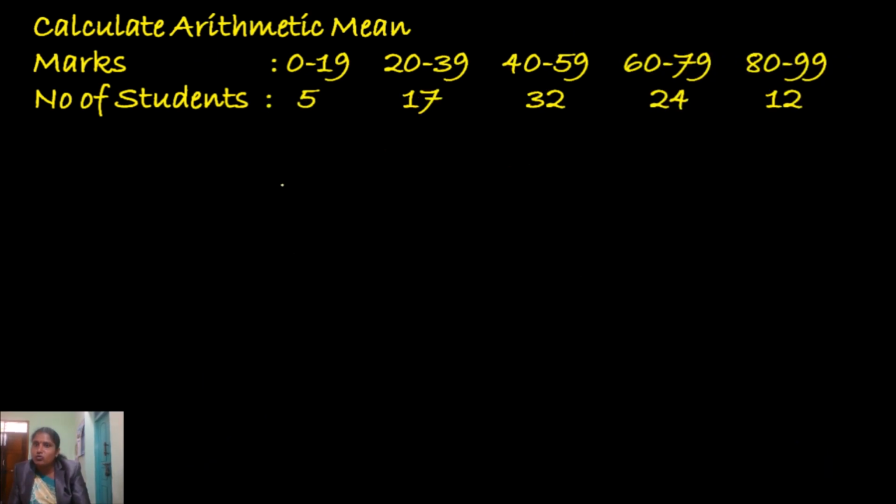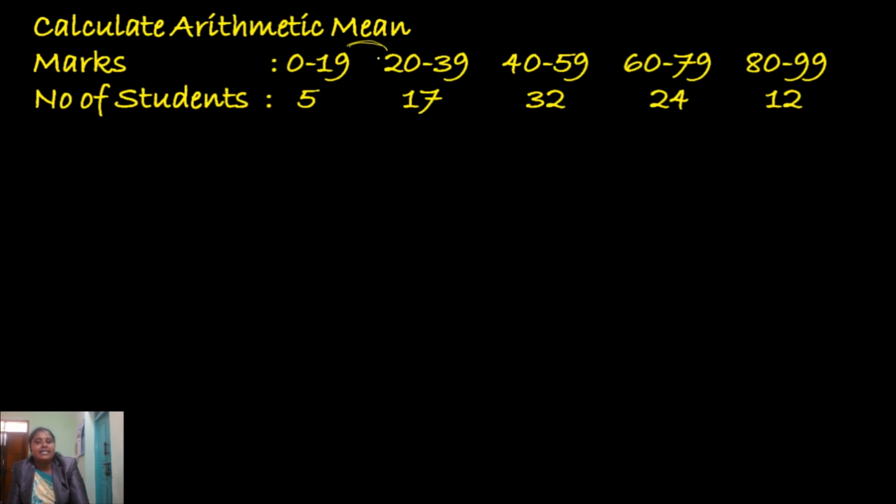Let's now discuss one more problem under this category. Calculate the arithmetic mean. Here the marks and number of students are given. Marks are 0 to 19, 20 to 39. Look here, unlike the previous type, the class intervals are not continuous. That is, the upper limit of the first class interval is not the lower limit of the next class interval. There is a gap here.